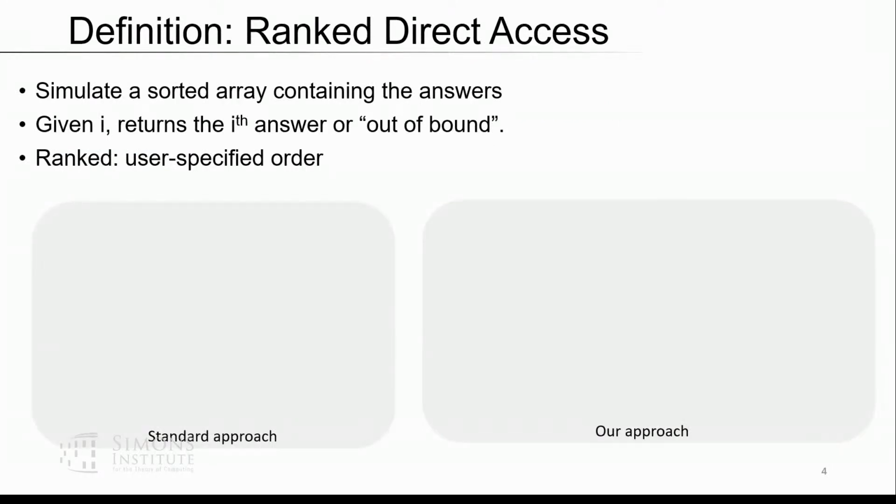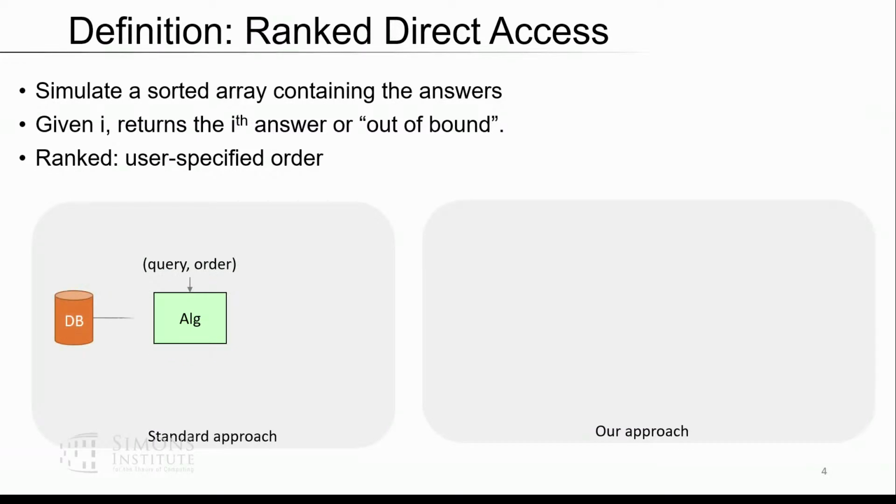So more specifically, the query answering task we would be considering is ranked direct access. What this means is that we want to simulate a sorted array that contains the answers. We would have some sort of data structure that receives an index and returns the answer in this index. And the ranking is specified by the user along with the query.